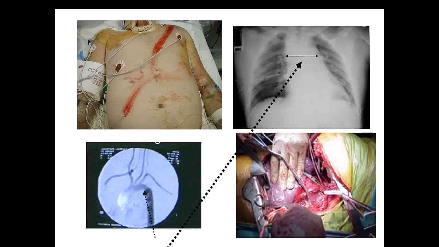Here we see a classic chest x-ray that shows a widened mediastinum that is representative of a ruptured aorta. We also see a cine of the ruptured aorta, and the surgical process that is used to fix it.